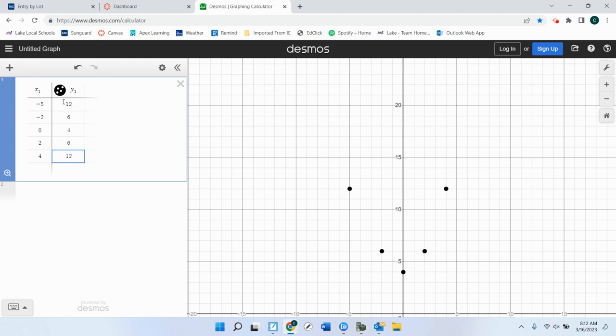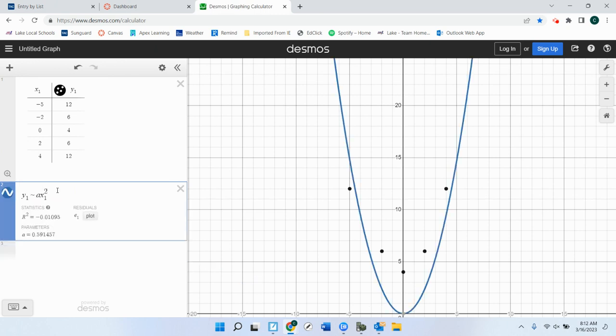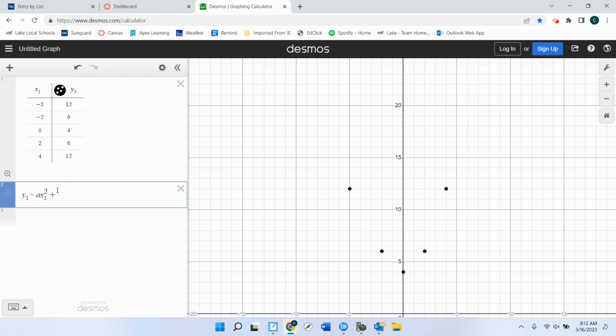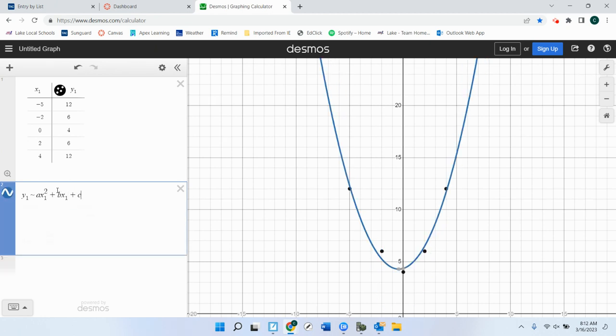They're looking good. Then down here, I come down and put in y1 tilde ax1 squared plus bx1 plus c. And you get these values over here for A, B, and C. A is 0.379, B is 0.31, and C is 4.345. So what is the model? What is the equation? We're going to use these values to plug into A, B, and C.